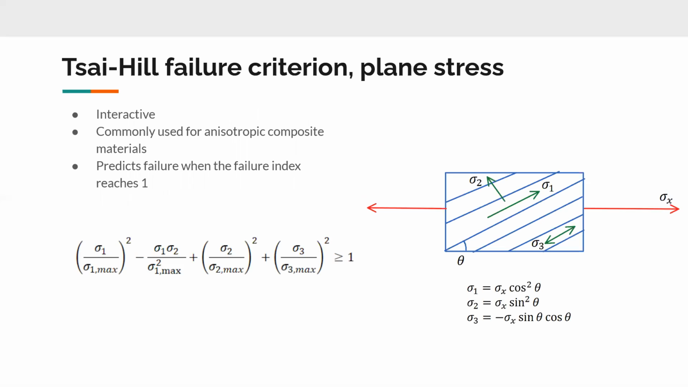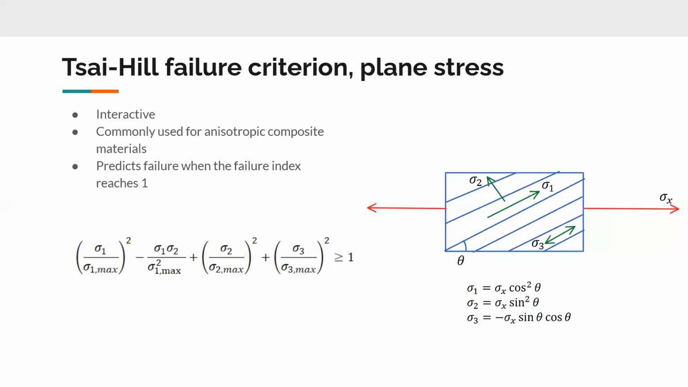The Tsai-Hill failure criterion is a fully interactive theory which attempts to take account of interaction in a multi-axial stress state. In our case here, we only look at uniaxial stress to determine our principal stresses. It is widely used for anisotropic composite materials, which have different strengths in tension and compression, and predicts failure when the failure index in a laminate reaches 1.